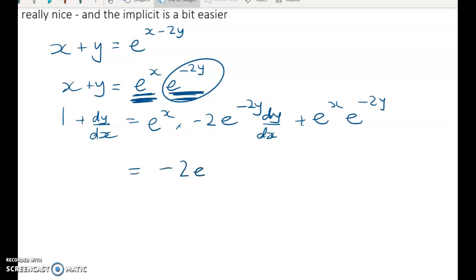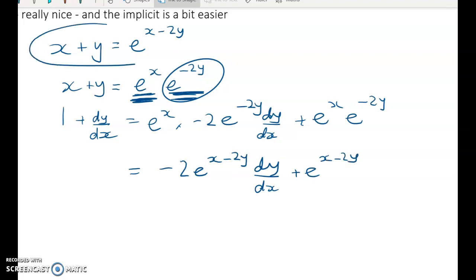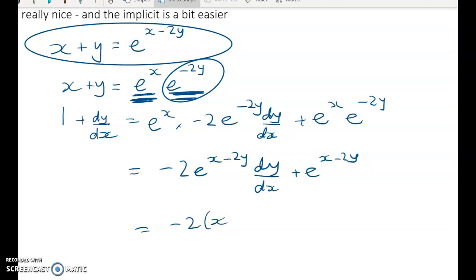We get -2 e to the x minus 2y dy by dx plus e to the x minus 2y. But remember at the start, we had that. So we can put that back in. And we get -2 times x plus y dy by dx plus x plus y. And you can see that we are very quickly there.